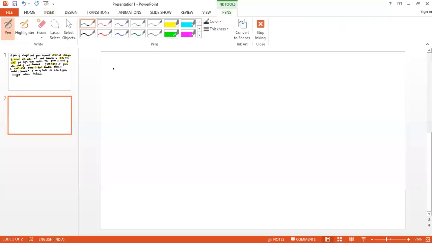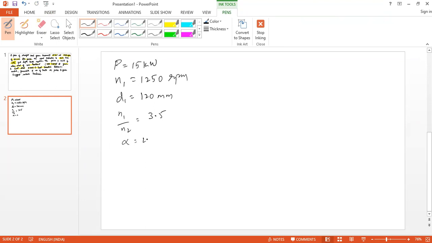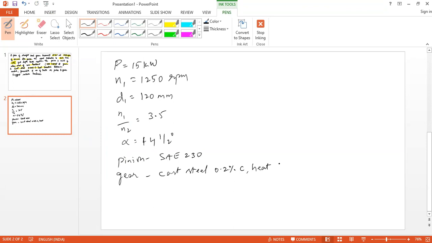Hardness. So the power P is 15 kilowatts, and the speed of the pinion, that is N1, is 1250 RPM, and the D1 is 120 mm, and the speed reduction, that is N1 by N2, is 3.5, and alpha is 14.5 degrees, and the pinion is of SAE2320, and the gear is cast steel, 0.2% carbon heat treated. So these are the data given.